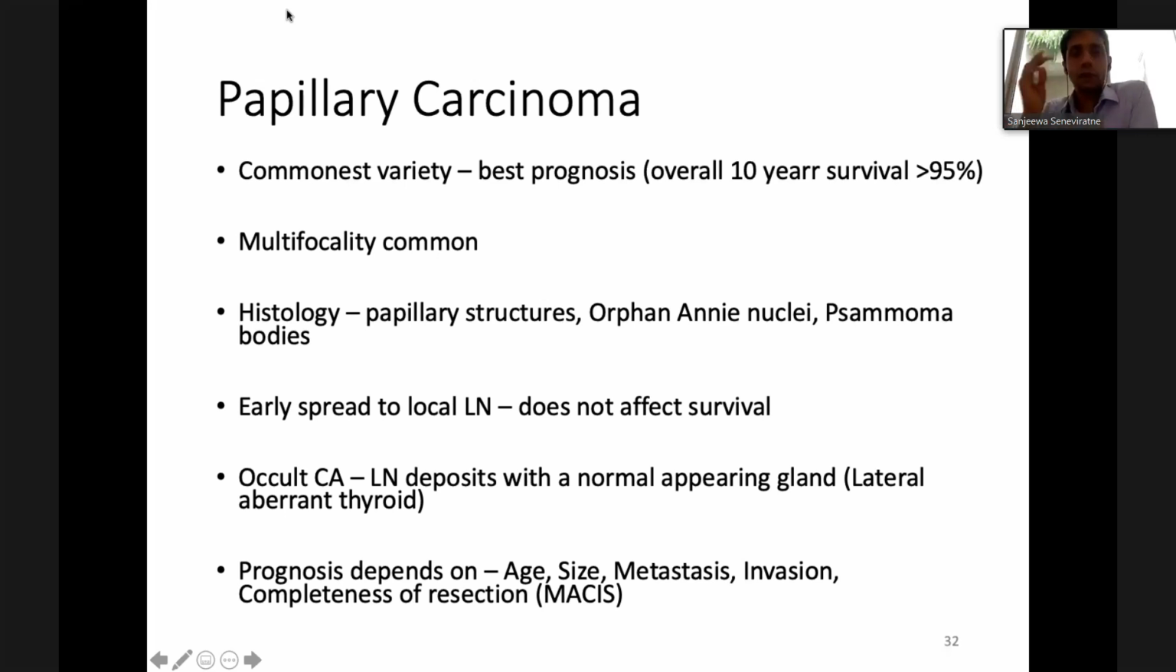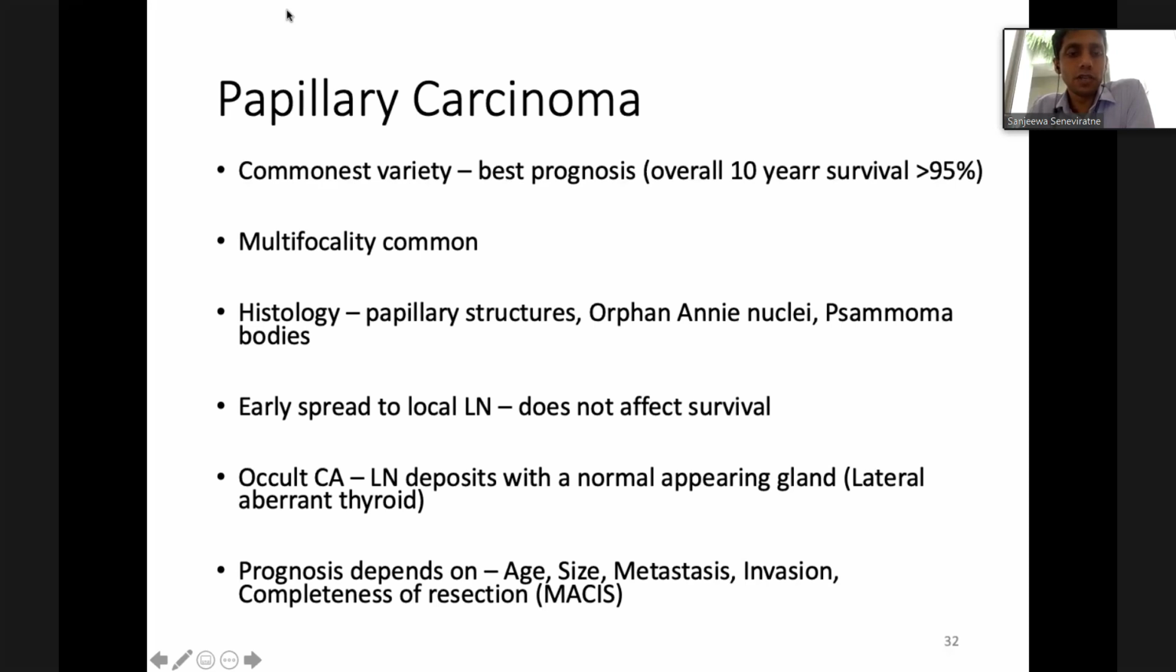Okay, coming into malignancies, papillary carcinoma is the commonest variety, but they have one of the best prognoses among all malignancies with a 10-year survival. We are not talking about 5-year survival of papillary carcinomas. The 10-year survival is over 95%. Multifocality is common, that is, both sides may be involved.